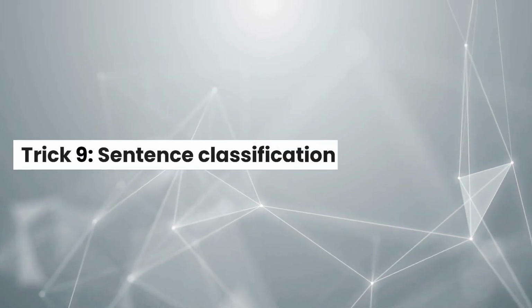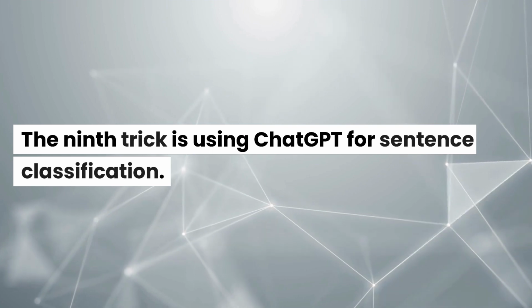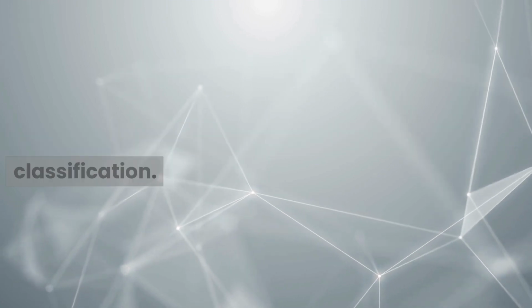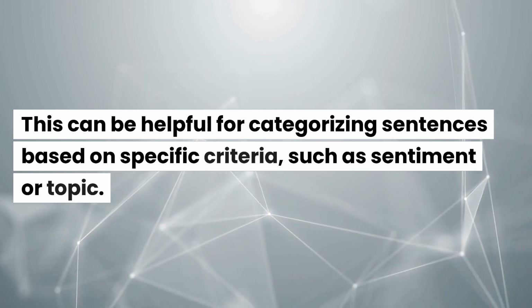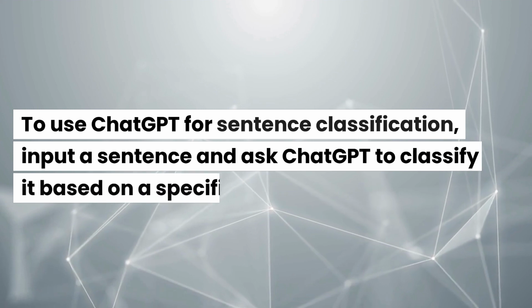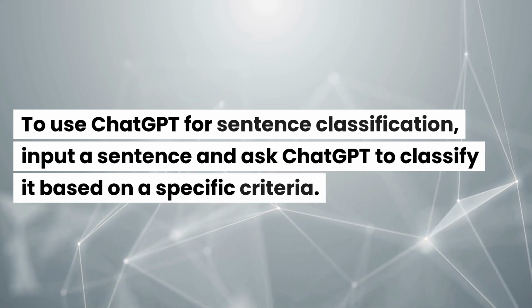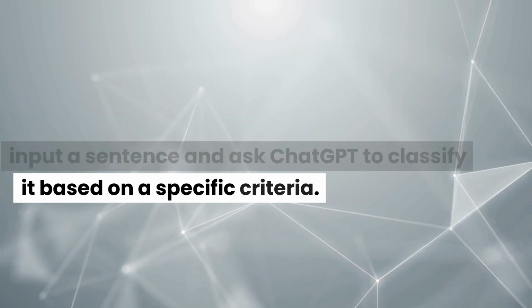Trick 9. Sentence classification. The ninth trick is using ChatGPT for sentence classification. This can be helpful for categorizing sentences based on specific criteria, such as sentiment or topic. To use ChatGPT for sentence classification, input a sentence and ask ChatGPT to classify it based on a specific criteria.